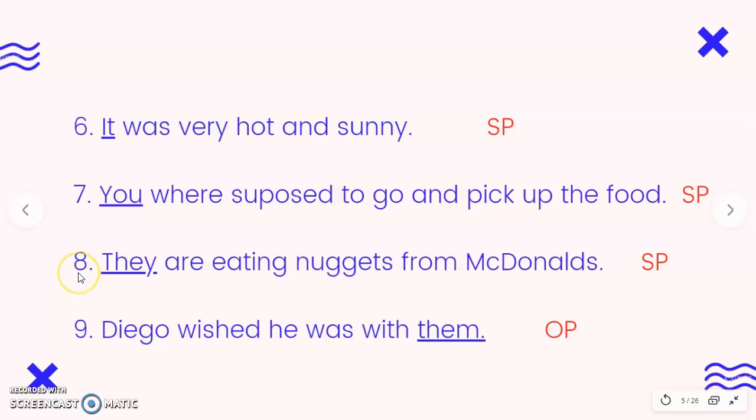Let's go to sentence number 8. They are eating nuggets from McDonald's. Our pronoun is they, and that's an easy one. If you go to the chart, they is a subject pronoun. Let's look at the last one. Diego wished he was with them. Let's concentrate only on this one. I know he is also another pronoun, but we're going to look only at this one, them. If you look at the chart, them is an object pronoun.